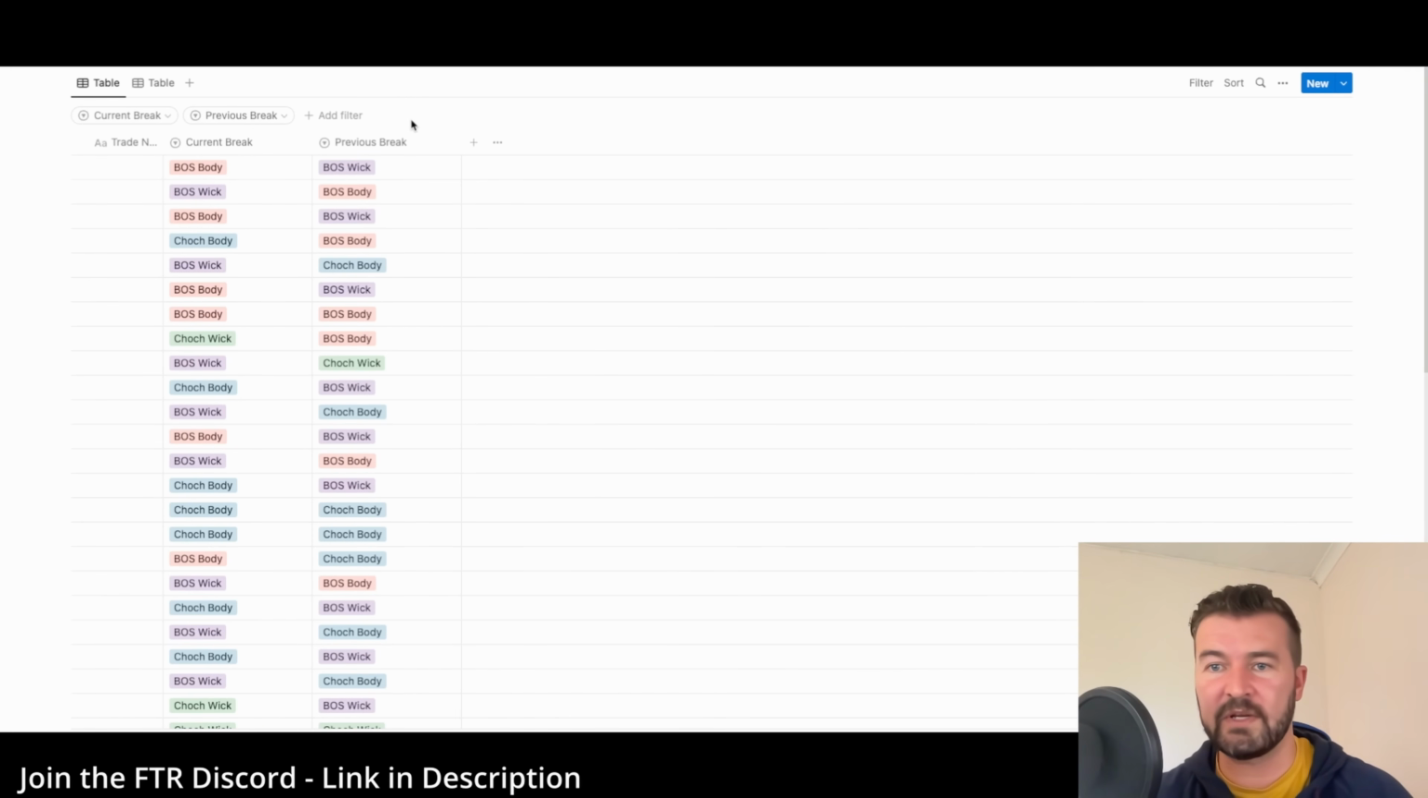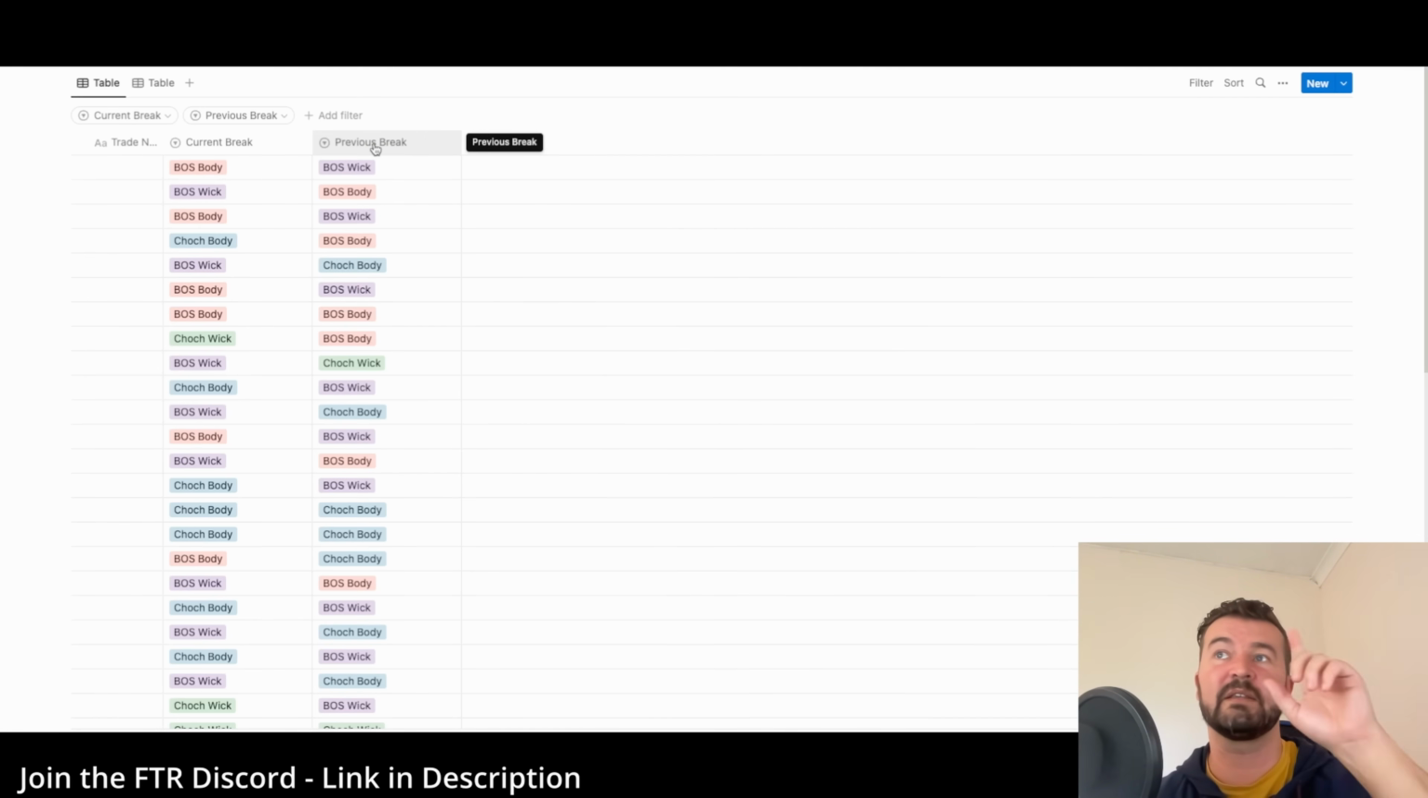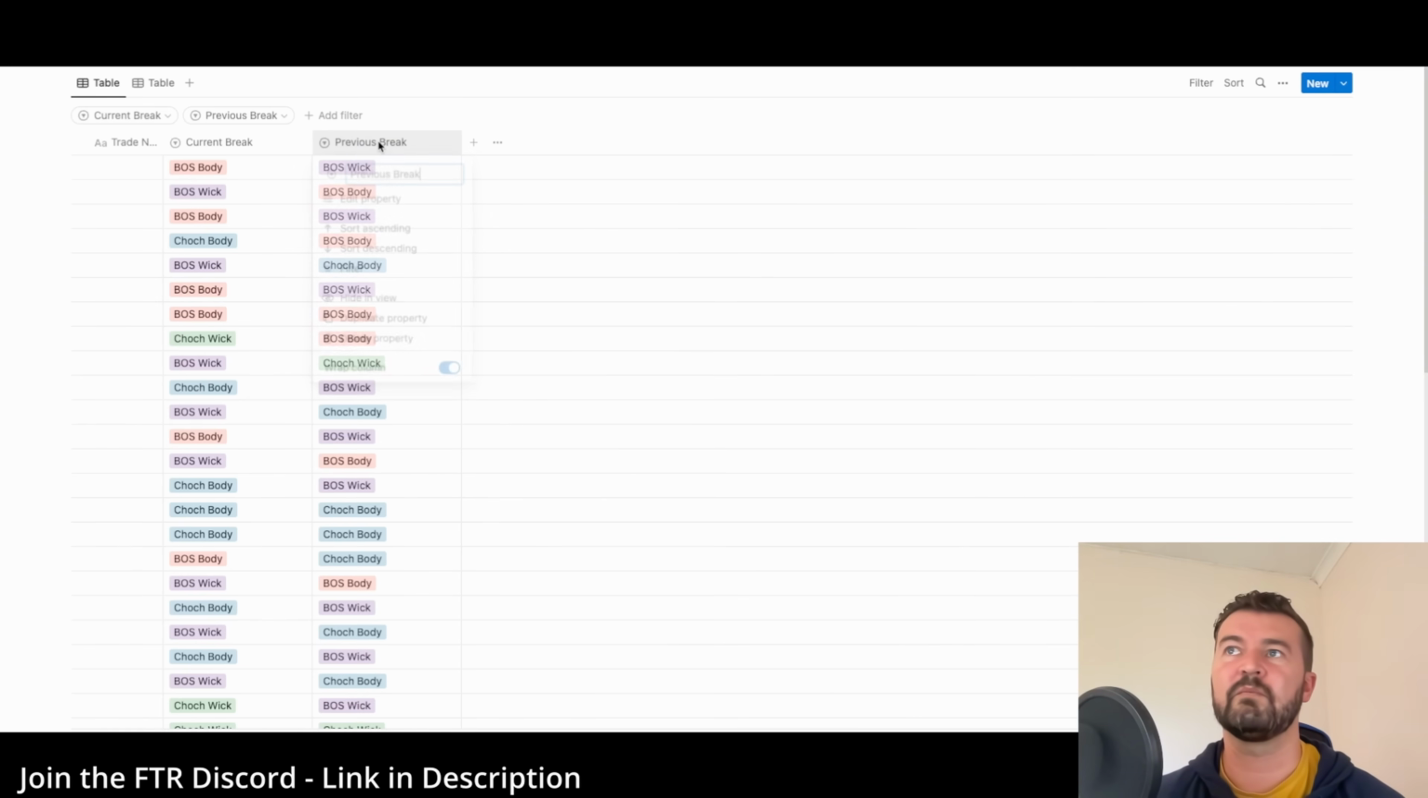First of all, when gathering this information, I want to know the headline figures. How many BOS, how many CHOCH? How many times did the market continue in the same direction, regardless of whether it was a wick break or a body break? For us to be able to do that, we just need to go to the previous break. So we need to look at the second column first in reference to the first column. So previous break, go up to here.